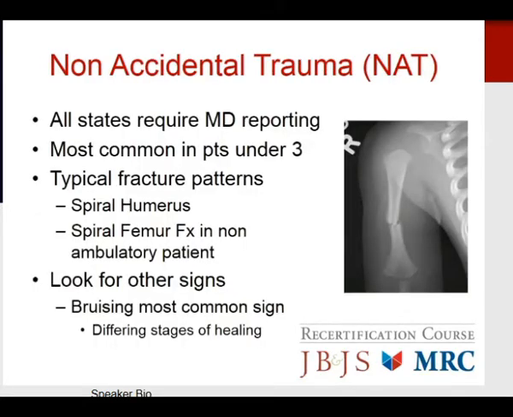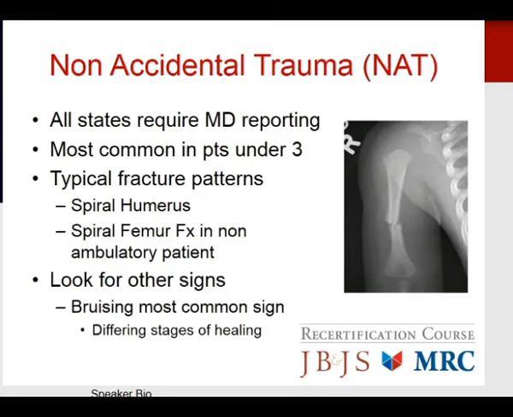Non-accidental trauma or child abuse is an incredibly important aspect of pediatric orthopedics. All states have laws mandating physician reporting of suspected child abuse or non-accidental trauma. NAT, or non-accidental trauma, is most common in patients under the age of 3. There are certainly typical fracture patterns that are very suspicious for non-accidental trauma. These include spiral humerus fractures as well as femur fractures, especially in non-ambulatory children.